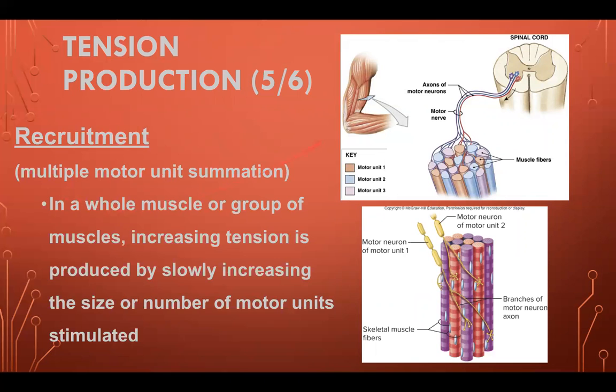So if we have a muscle like our biceps brachii right here, and we're trying to curl a really heavy weight, you're going to start off by maybe activating one, but when you realize that it's a super heavy weight, you're going to slowly activate more and more motor units until you're finally able to lift it properly. But if you activate all of your motor units and you're still not able to lift it, well, guess what? You're not going to be able to lift it.